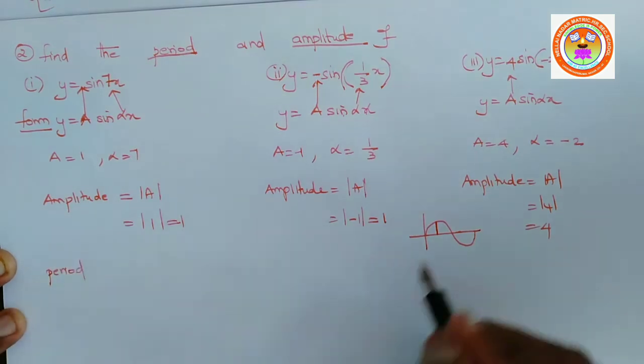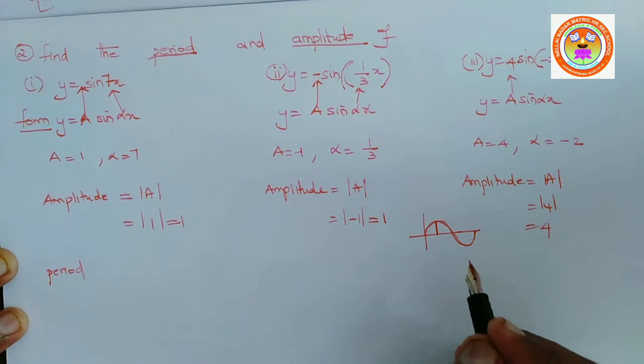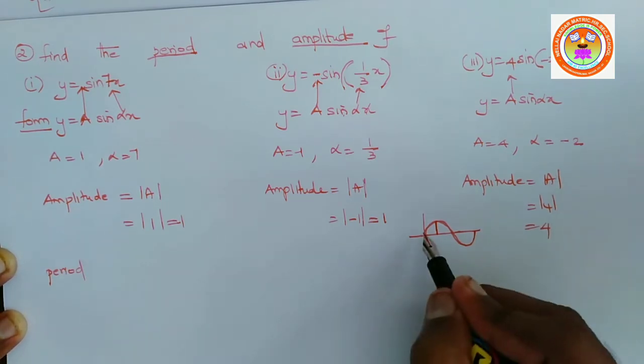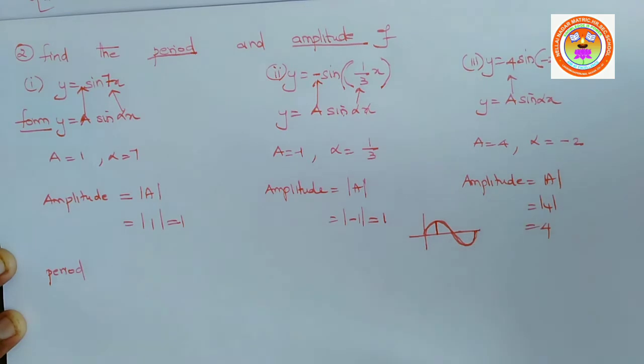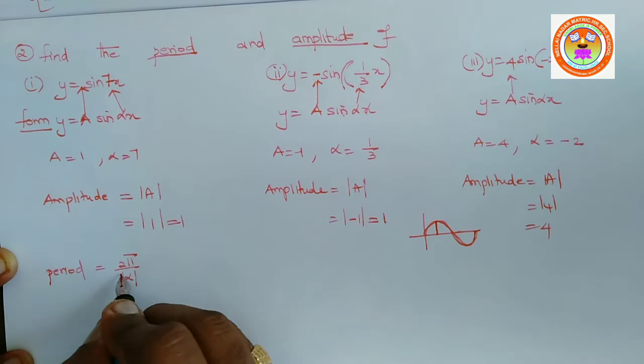Next, period. So what is the period? It starts, goes and moves, and ends here. I have told you about the period in another video session: the process repeating again and again. This is called period. So the period formula is nothing but 2 pi divided by modulus of alpha. This is the formula: 2 pi divided by modulus of alpha.